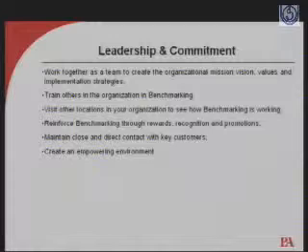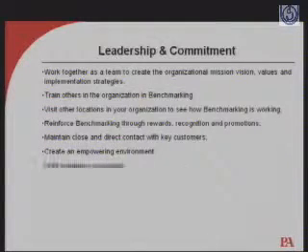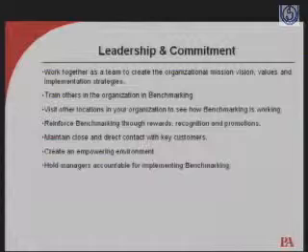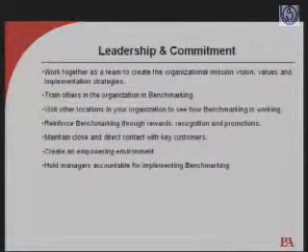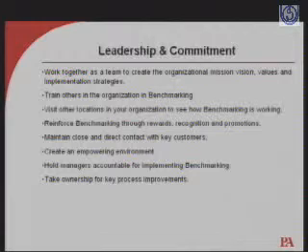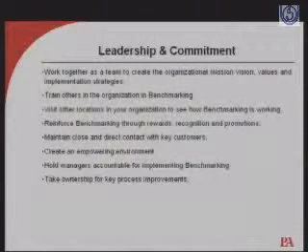That's very important. Gone are those days of command and control. Today is the era of empowerment and engagement. Today, the leaders will have to create more business managers than mere engineers, and make them accountable for implementing benchmarking, with total ownership for key process improvement.